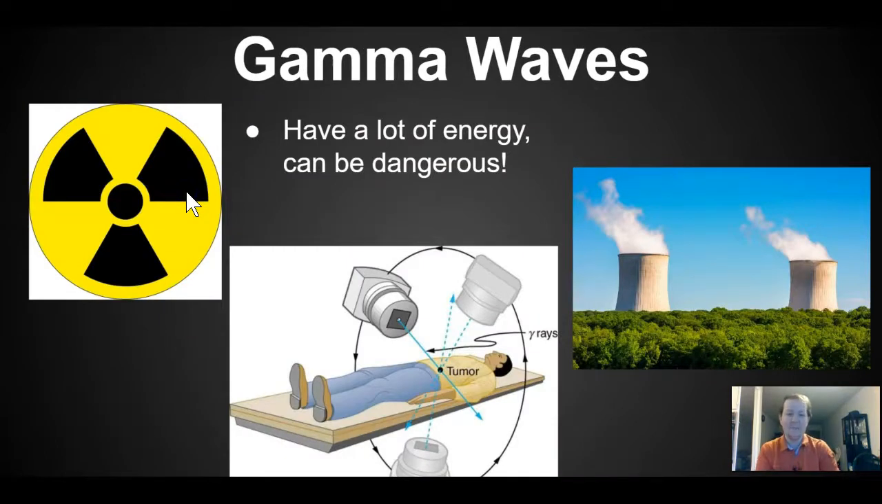Okay, last type, gamma waves. Oh my goodness. Gamma waves have the biggest amount of energy. They have a lot of energy. They can be dangerous. You see this symbol? Ooh, this means dangerous chemicals or dangerous material. It could be that it creates gamma waves.